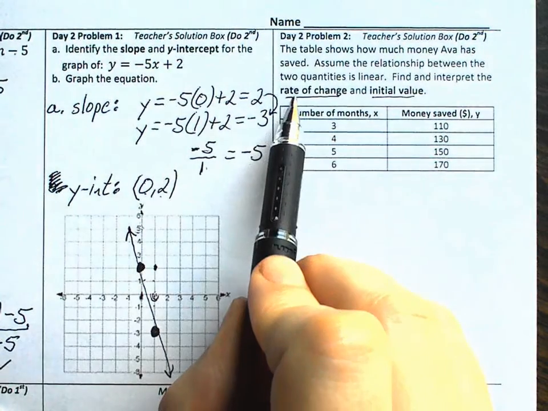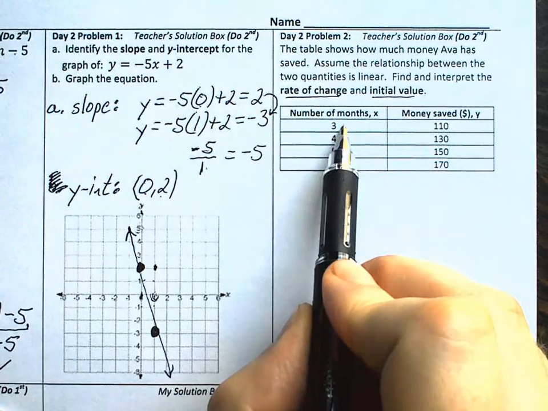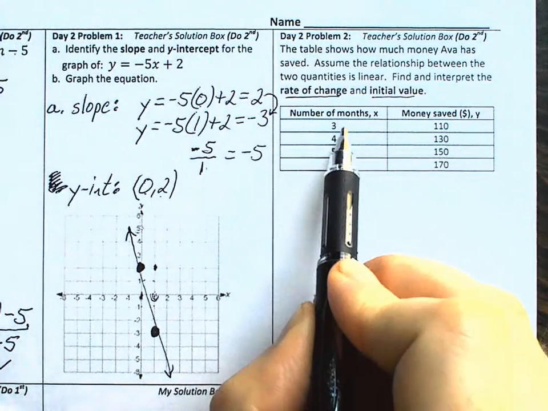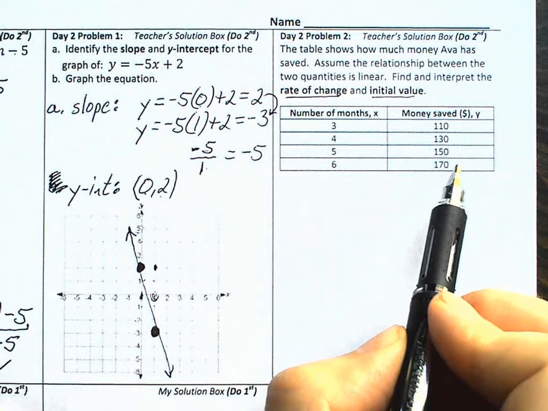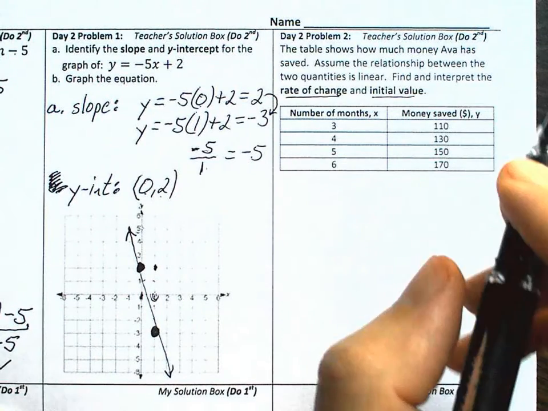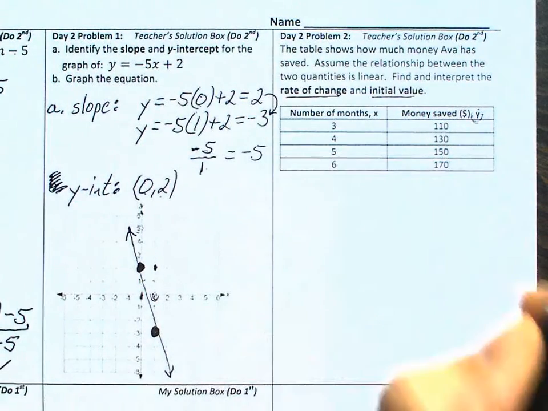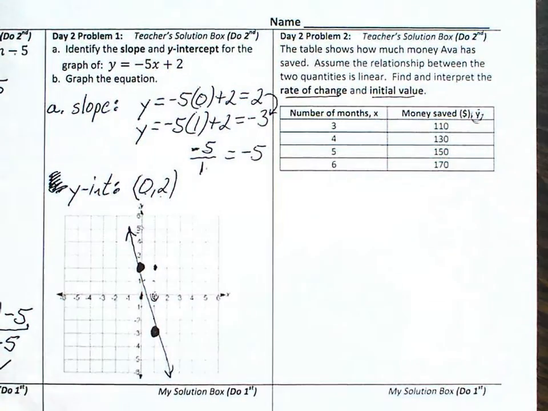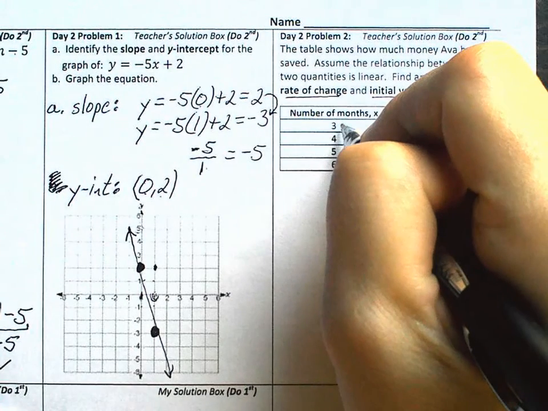Okay. The first thing we're asked is, what's the rate of change? That is, every time the months change or increase, by how much is her money changing? Or how fast is her money changing? Okay. We want to find the rate of change. We want to find how is the value of y changing when the value of x changes. Okay. And we can do that by looking at the rows of the chart. We can look at any rows we want to, but as an example, we might look at the first and second rows of the chart.